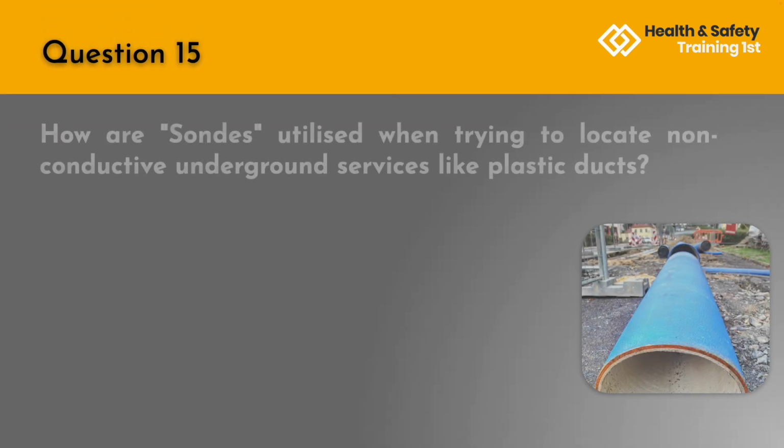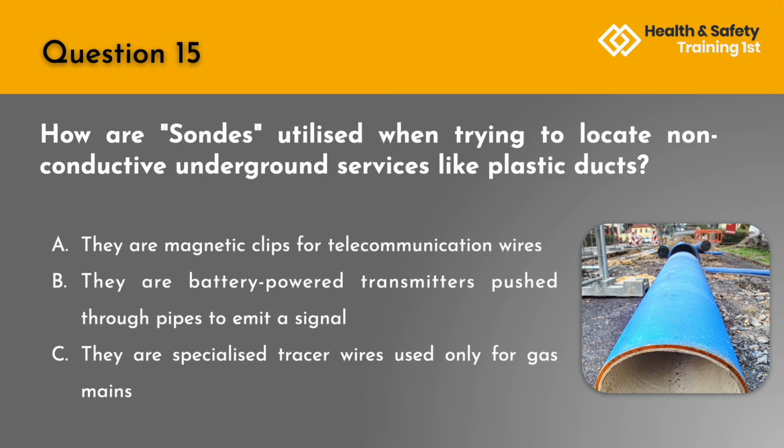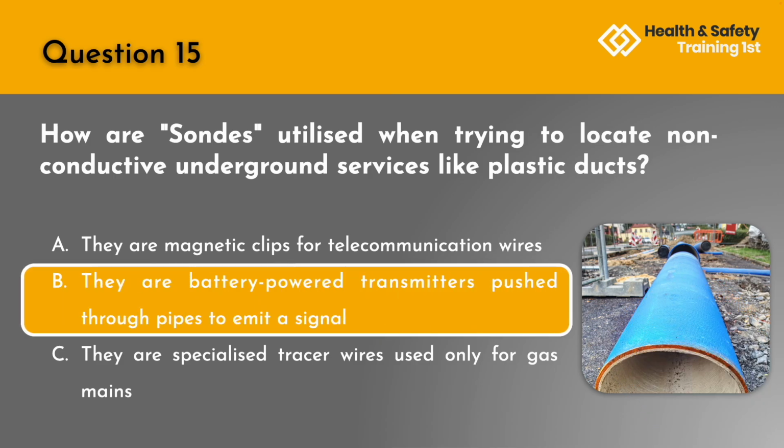Question 15. How are sondes utilised when trying to locate non-conductive underground services like plastic ducts? A. They are magnetic clips for telecommunication wires. B. They are battery-powered transmitters pushed through pipes to emit a signal. Or C. They are specialised tracer wires used only for gas mains. The correct answer is B, they are battery-powered transmitters pushed through pipes to emit a signal.